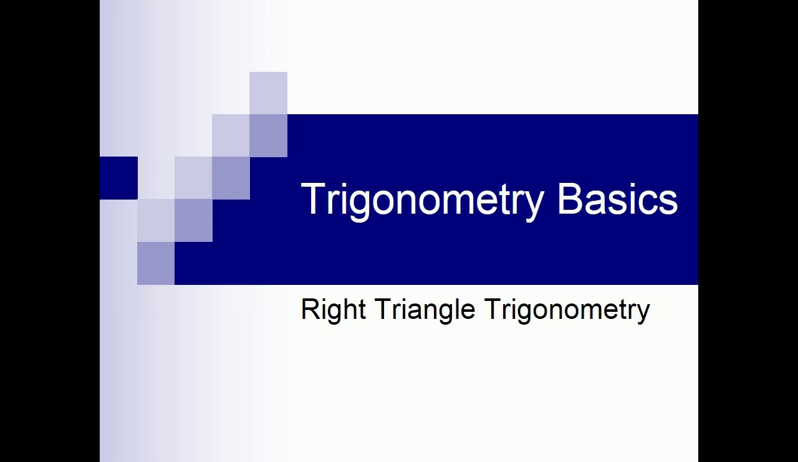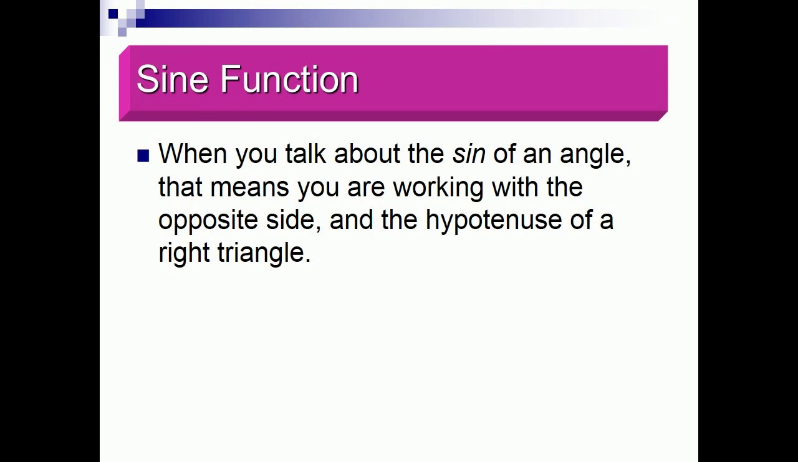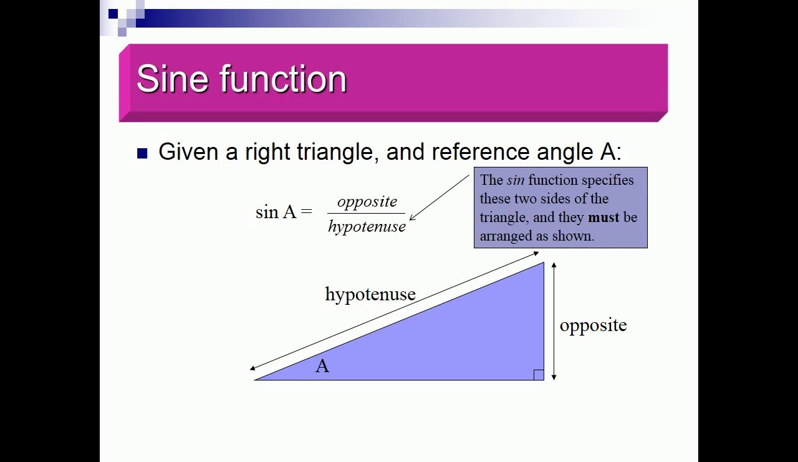Trigonometry basics. Right triangle trigonometry. The sine function. When you talk about the sine of an angle, that means you are working with the opposite side and the hypotenuse of a right triangle. Given a right triangle and a reference angle theta, sine theta equals opposite over hypotenuse. The sine function specifies these two sides of the triangle, and they must be arranged as shown.